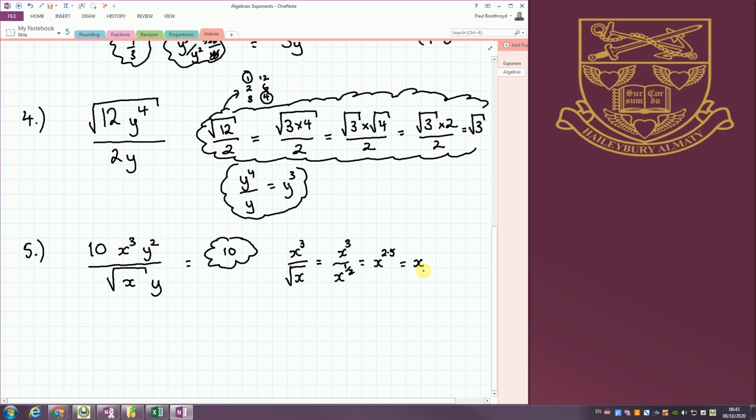25 over 10. No, 25 over 1. Not 25 over 1. 25 over 10 does work, but there's a nicer one. 250 over 100. What if I was to double this? I get 5 over 2. Improper fractions are nice things when we get to indices. So this is where we use improper fractions. So the x part goes to x to the 5 over 2.